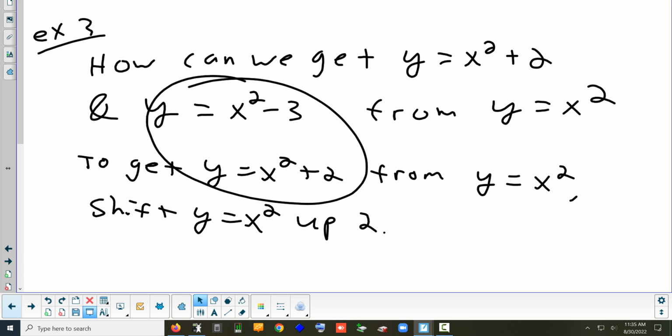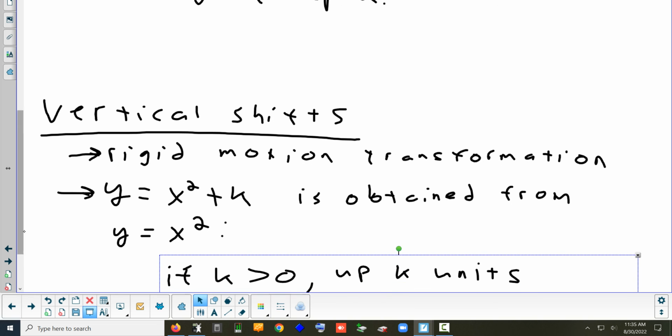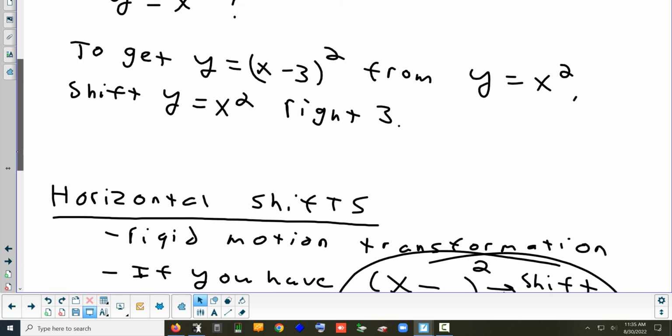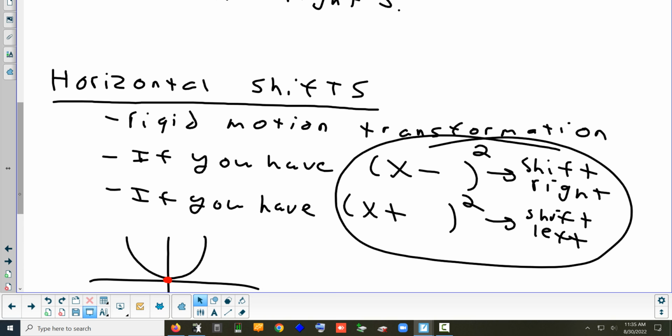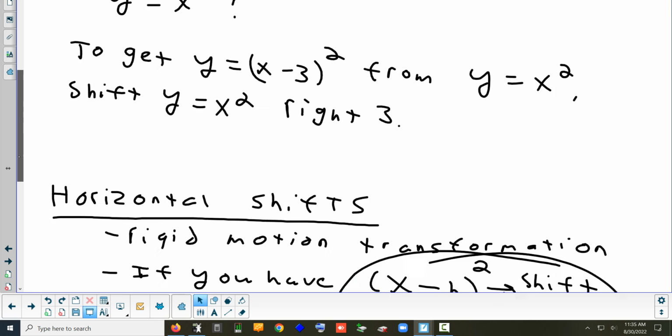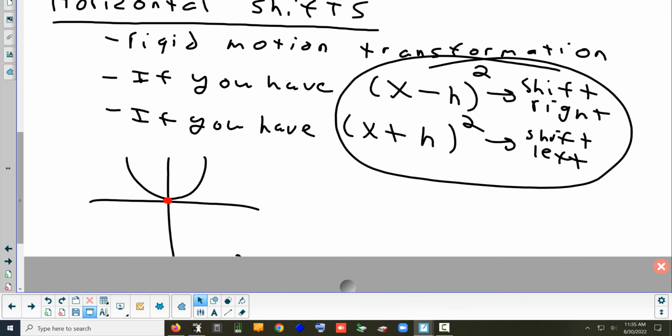So remember, what variable did I use? K is controlling the y value of your vertex. And I need a letter for this one. Let's use H. So H will control the x value of your vertex.